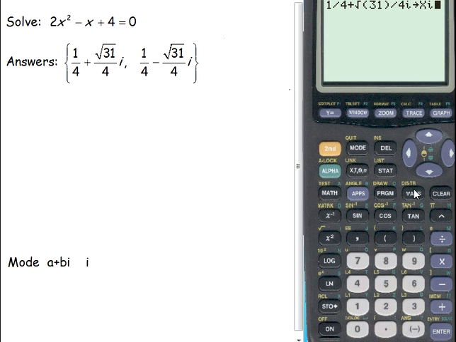I'm sorry, I used the second key instead of the alpha for the colon. I backed up, and I'm getting it there. Okay, so watch what you do. And then let's put the left side in, which is 2x squared minus x plus 4. And evaluate it.